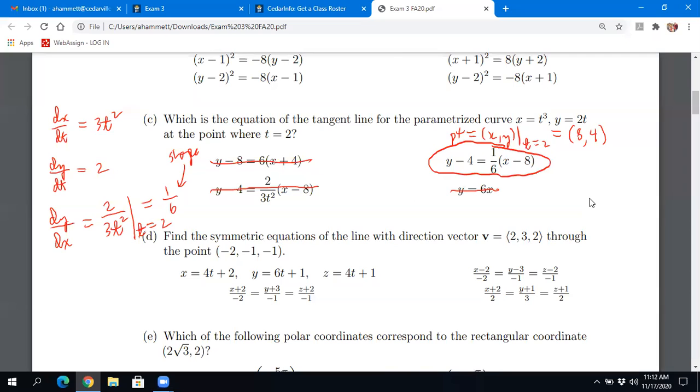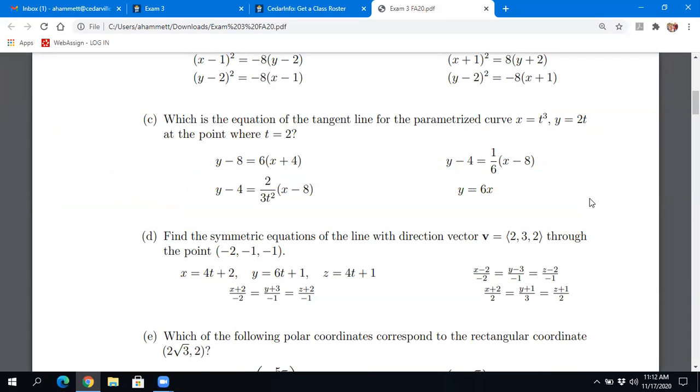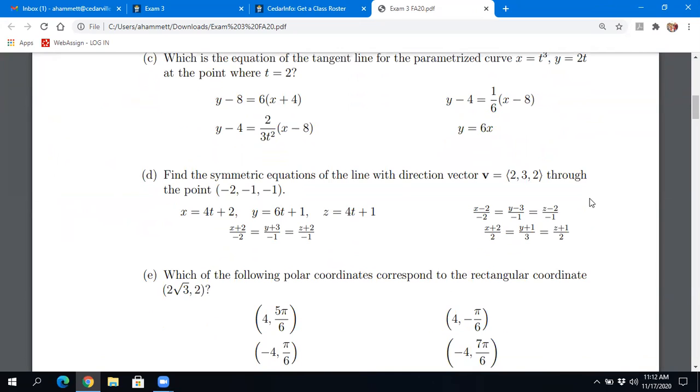Find the symmetric equations of the line with that direction vector and through that point. Okay. Well, what I like to do for these is let me clear this out so it's not quite as obnoxious. Let's write it as xyz equal to that point, which you can think of as a vector emanating from the origin, plus any multiple of the direction vector 2, 3, 2.